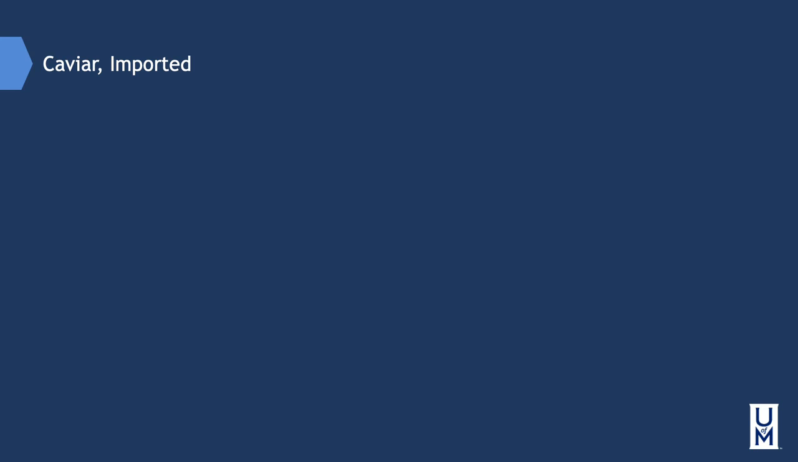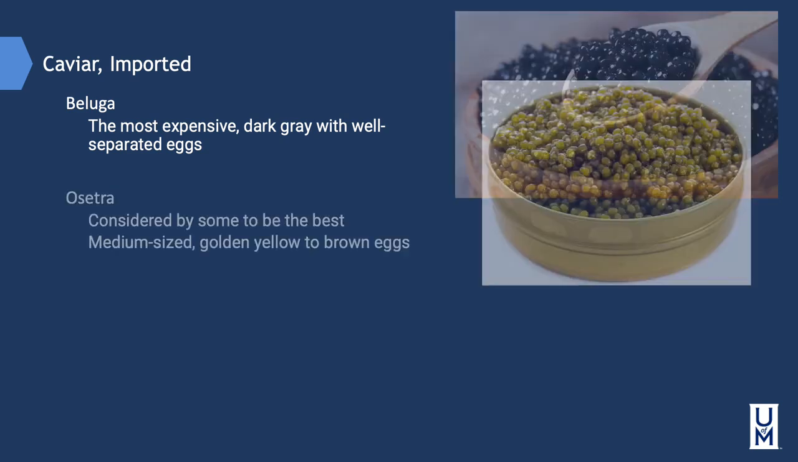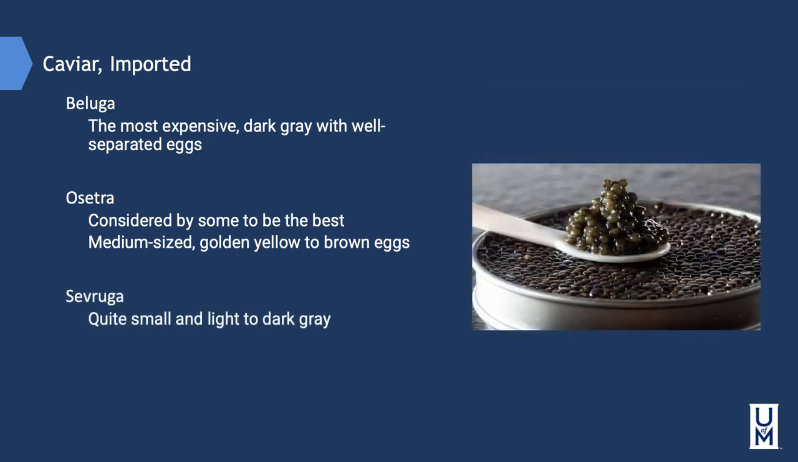Caviar that's imported comes in several different styles and different quality grades. Beluga caviar is the most expensive. It's dark gray with well-separated eggs. Osetra is considered by some to be the best, with medium-sized, golden yellow to brown eggs. Sevruga is quite small and light to dark gray.